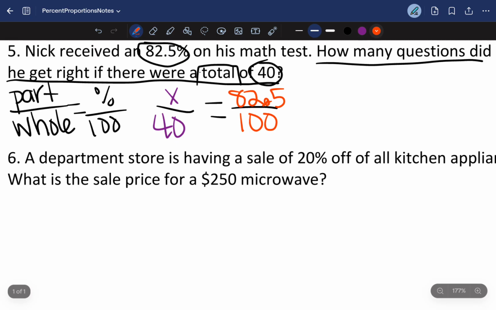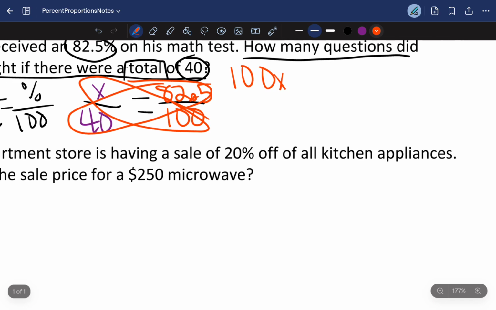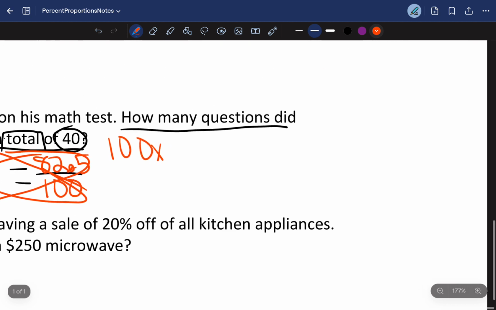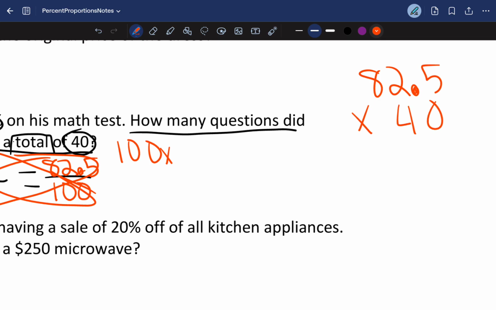So now I'm just going to go ahead and cross multiply. And then I'm going to divide. So 100 times x is pretty easy. That's just going to be 100x. But then I need to do 82.5 times 40. And I'm going to use the space off to the side here. So I'm going to write 82.5 times 40. And now I'm just going to go ahead and start multiplying like normal.